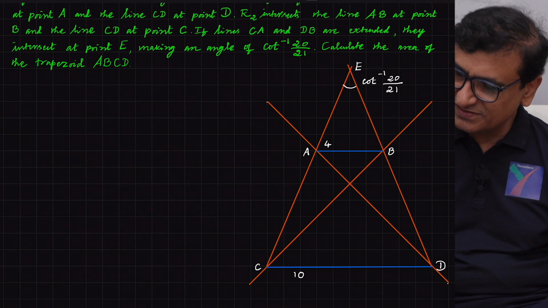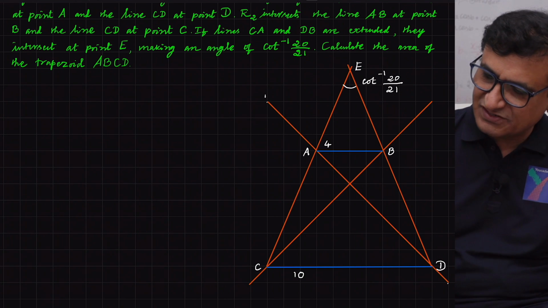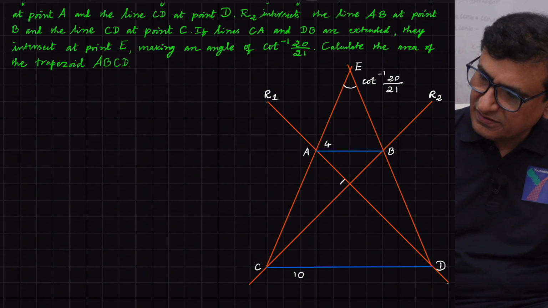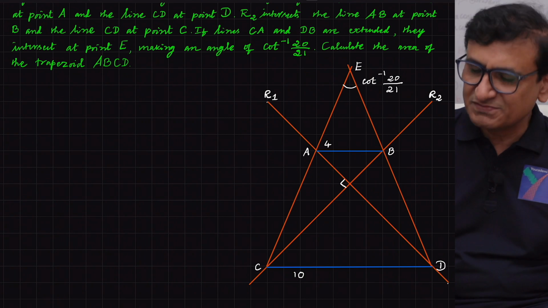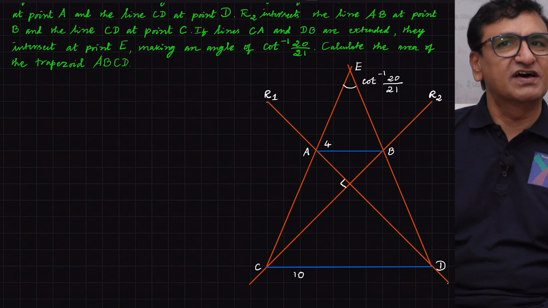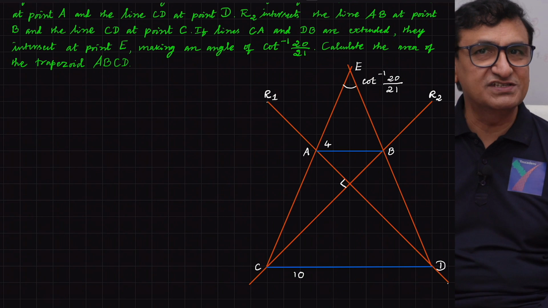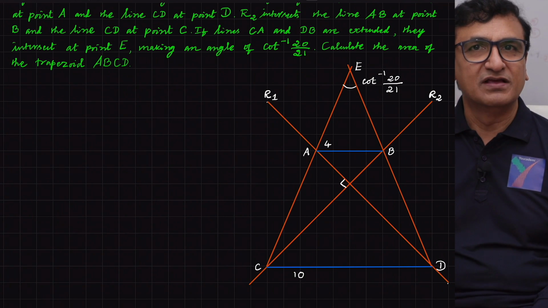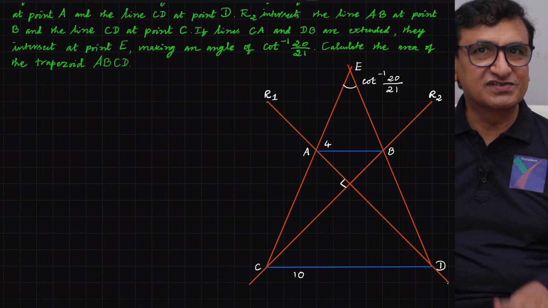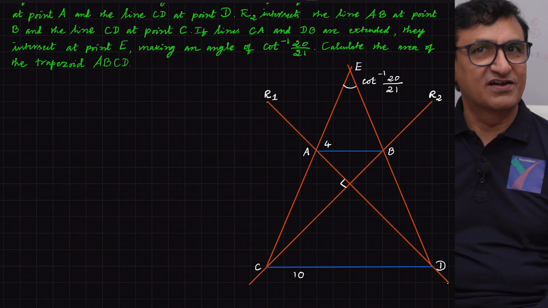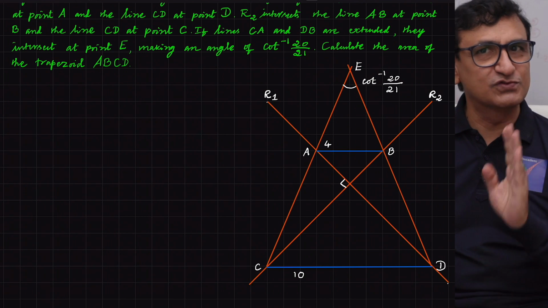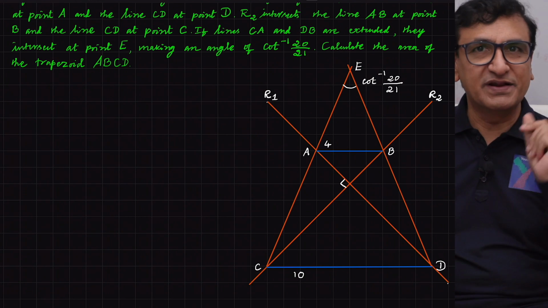What is also given is that the rays R1 and R2 intersect at right angles, like this. So this is our construction. Based on this, we have to calculate the area of the trapezium ABCD. To start with, I'm going to describe four elements of my toolkit, which will be useful in this calculation. Let me write that down for you.